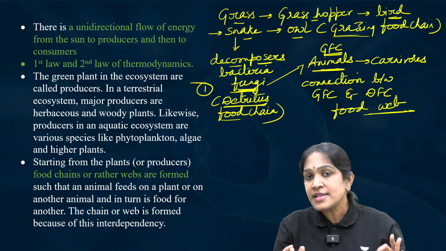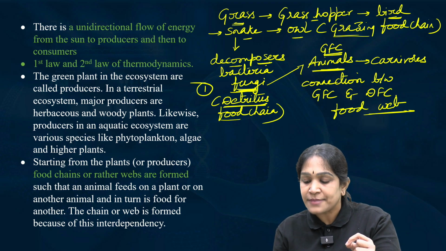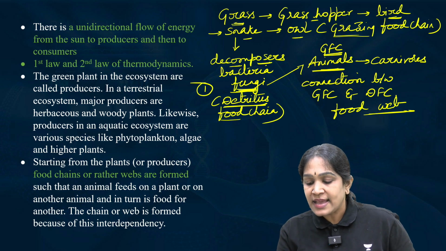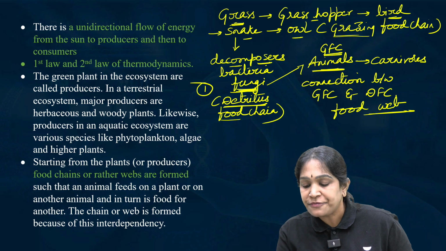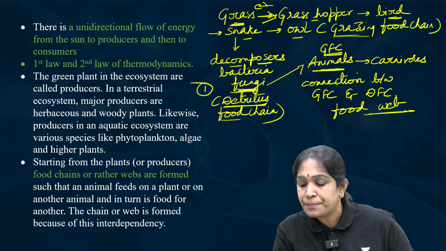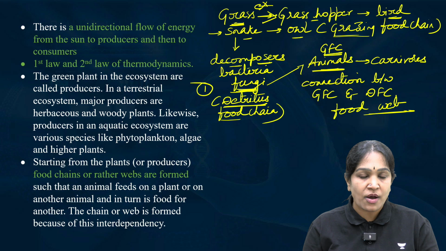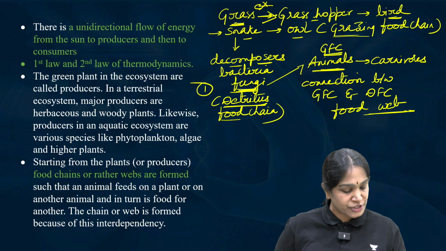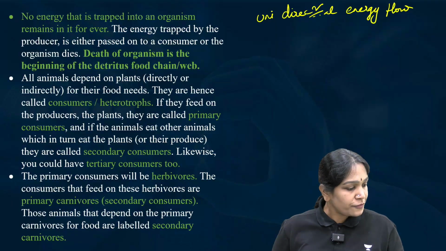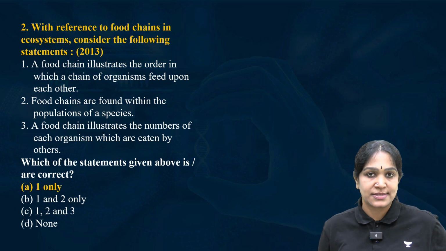So definitely grass should be the producer, and the energy should flow only from the grass to the grasshopper, and the reverse is impossible. So in the food chains, in the food webs, the energy always flows in the same direction. This is the story of food chains. Now about food chains, there are some previous questions. Let us discuss those questions.